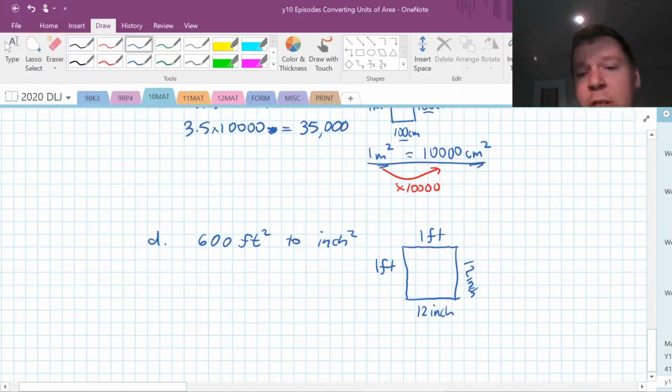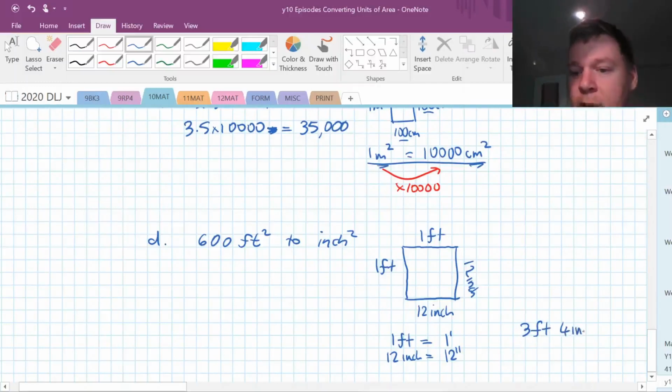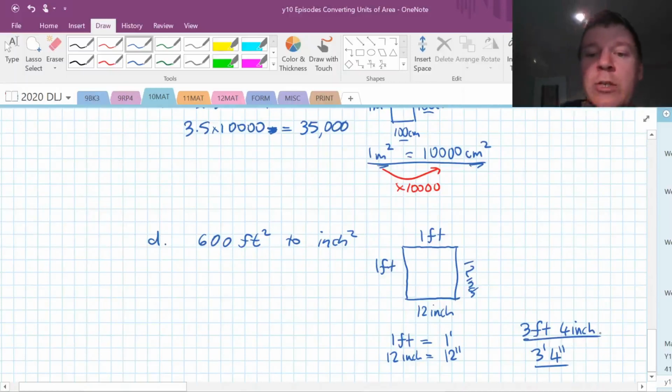The Americans actually use this comma system. They don't really write feet that much. So 1 foot, you could write that as 1 little dash, and 12 inches, you could write that as 12 double dash. So they actually use a shorthand. If you did 3 feet 4 inches, then you could write 3 comma 4, that's just a quicker way of writing 3 feet 4 inches.